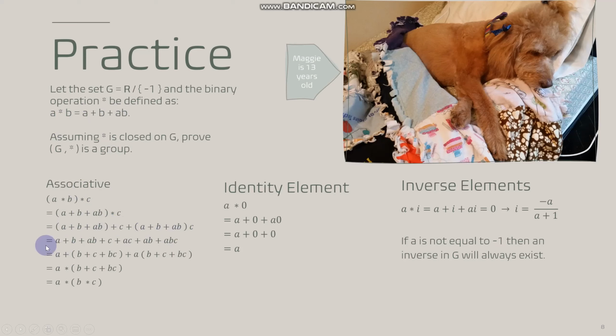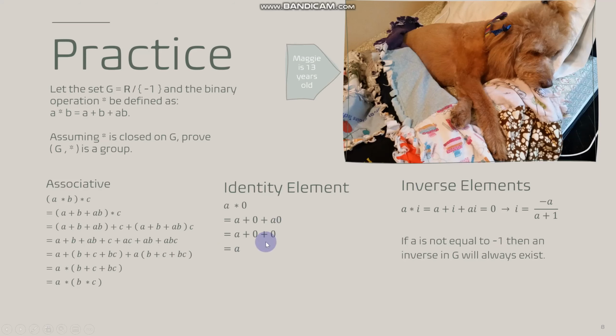So if we rearrange all of this again, we can condense it into a plus b plus c plus bc plus a times (b plus c plus bc). And we can again use the binary operation definition to condense this more into a star (b plus c plus bc). And inside this parenthesis, we can again use the definition to condense it into a star (b star c). So because we've just proven that these two are equal, we know that it is associative. So we've proven the first part of it.